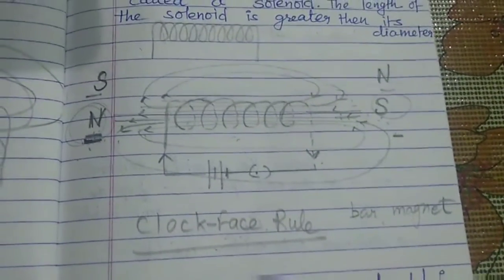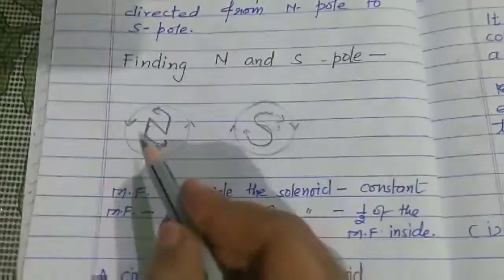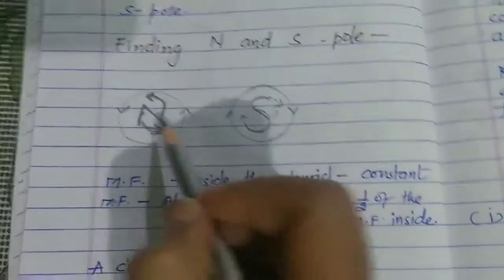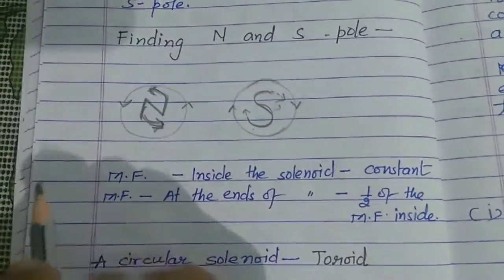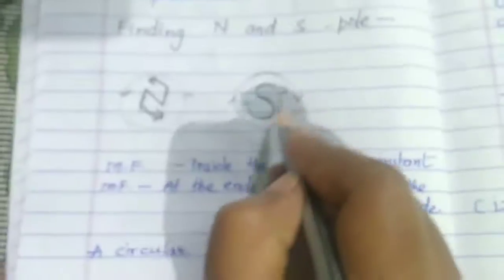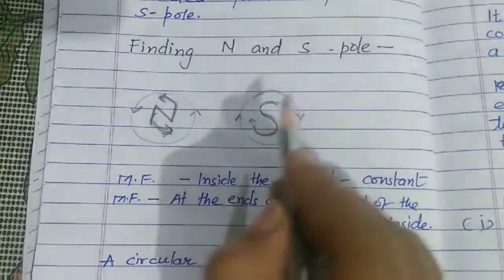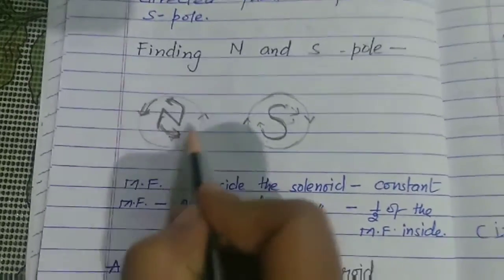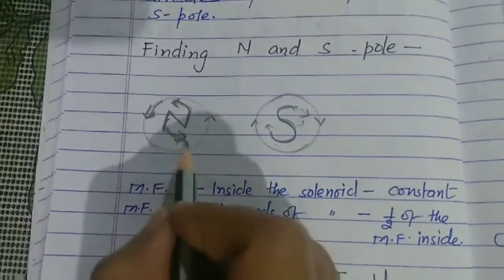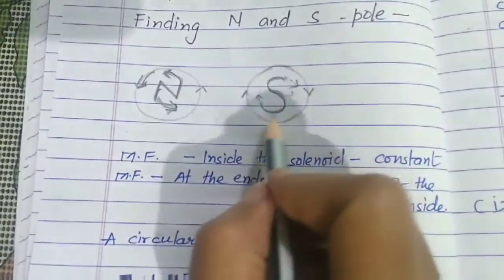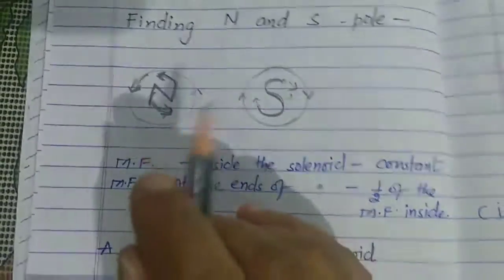Getting my point? So clock face rule says that if current flowing from a particular face is in anti-clockwise direction, then at that face the north pole is created. And if current flowing at a particular face is in clockwise direction, then the pole created at that face is south pole. Okay? Now, if current is in anti-clockwise direction, north pole is created. If current is in clockwise direction, south pole is created.